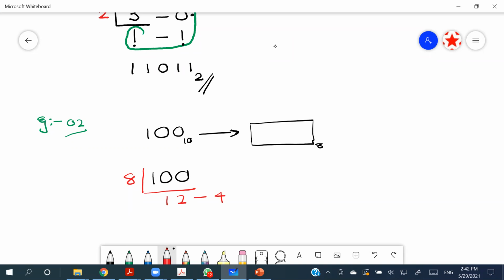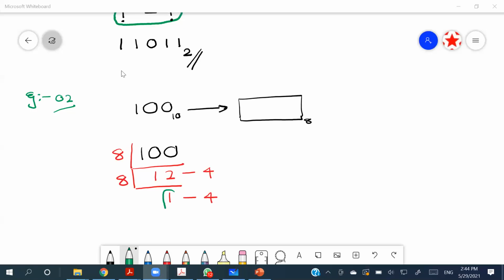So 12 is not less than 8. Therefore, we have to divide this again. Once we divide it, we can have 1 eight for 12, and 4 is remaining. People, I'm very sorry, some internet problem occurred. Let me share the screen again.